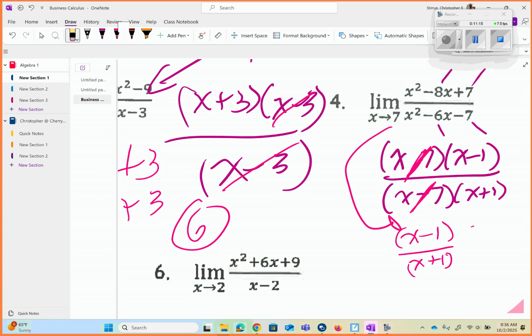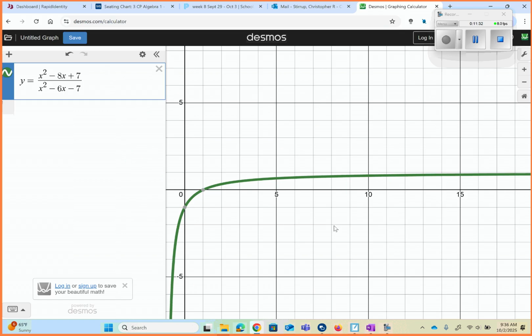Stir up 7 minus 1 and 7 plus 1. So that comes out to 6/8, which is 3/4. Okay. And you might be able to get that on Desmos, but it's going to be tough to get it on Desmos because we can't really see it at the 7.